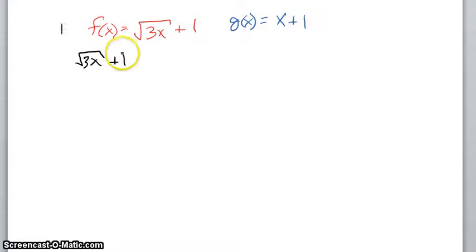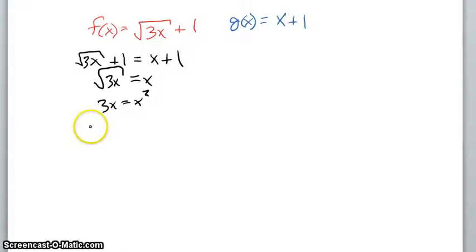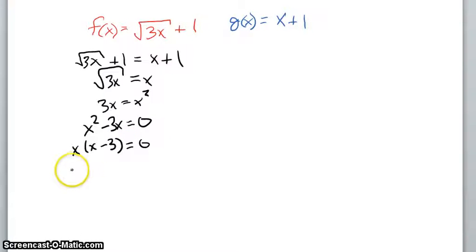Square root of 3x plus 1 is equal to x plus 1. First step is to subtract 1 from both sides, leaving us the square root of 3x is equal to x. And then I'm going to square both sides, so 3x is equal to x squared. And then I'm going to move everything to one side and set it equal to 0. And now I'm going to factor out an x. So we find that the intersection points are at x is equal to 0 and x is equal to 3.